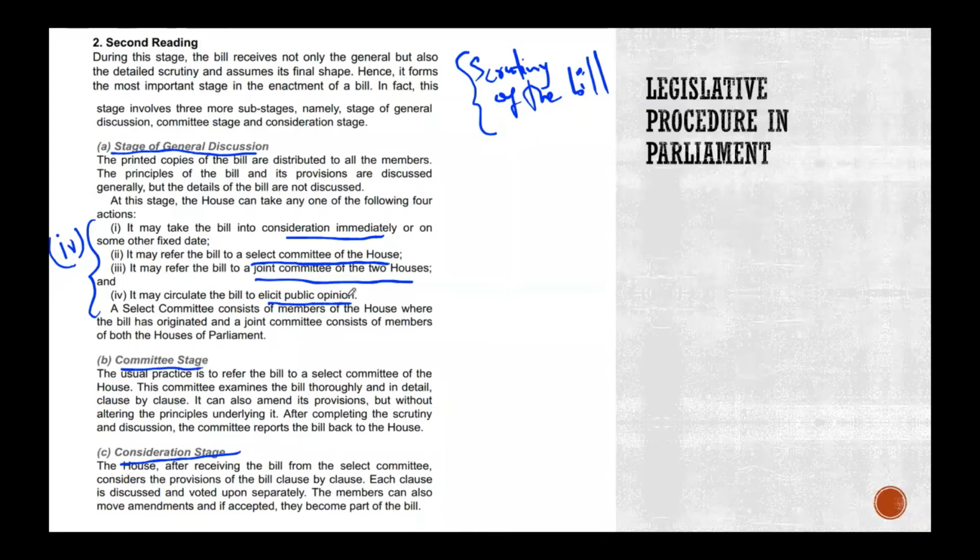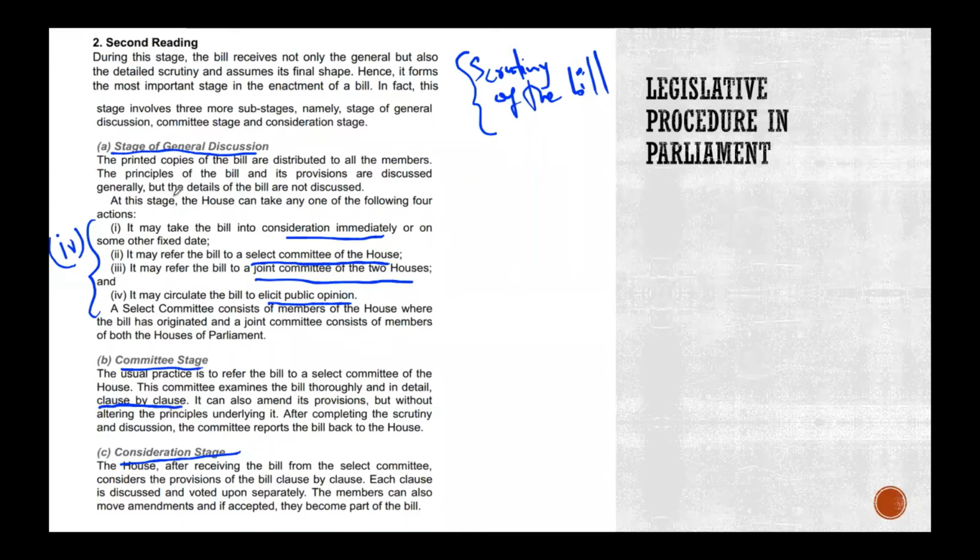Once it goes to the committee stage, the usual practice is to refer the bill to the select committee of the House, or sometimes it could be a joint committee. The committee examines the bill thoroughly and in detail, and in this stage it will be clause by clause. So read that. If I'm just going to underline this, clause by clause.